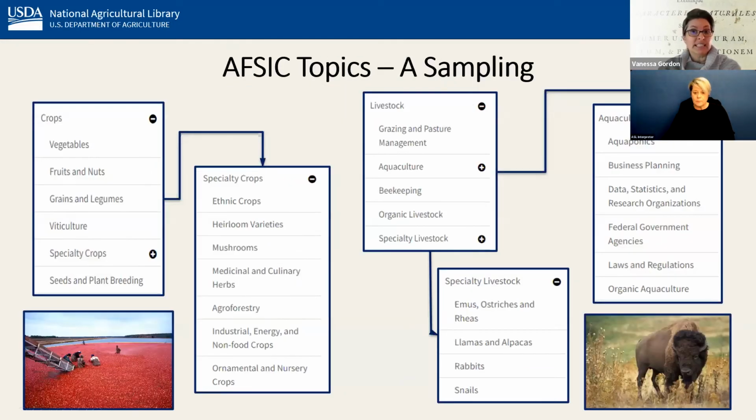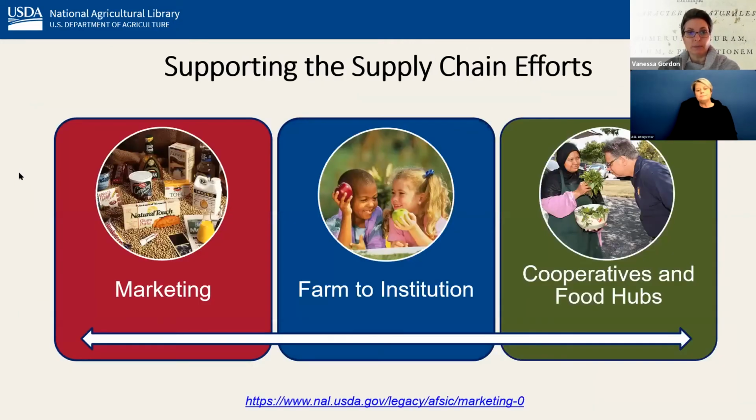I'm not going to stay here, but this is just a sampling of what happens when you click on those plus signs on the left menu. It opens up to a vast array of topics. So just pointing out that they're there. AFSIC also has information on natural resource management.